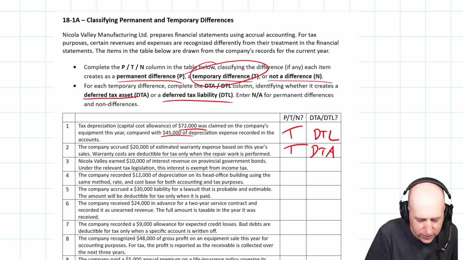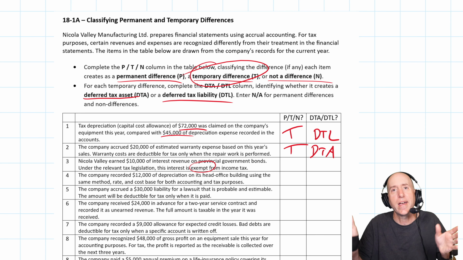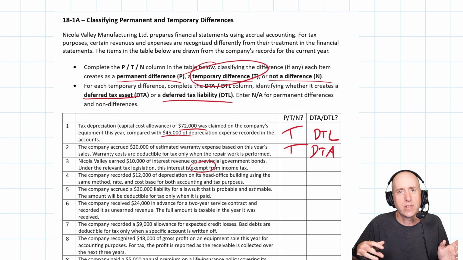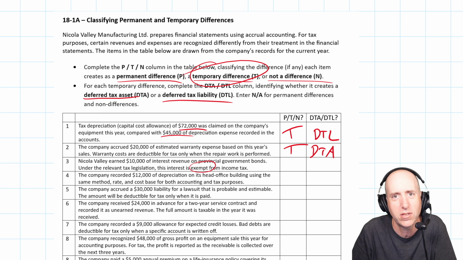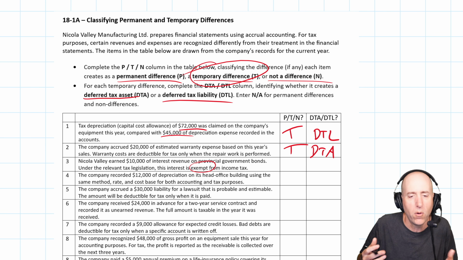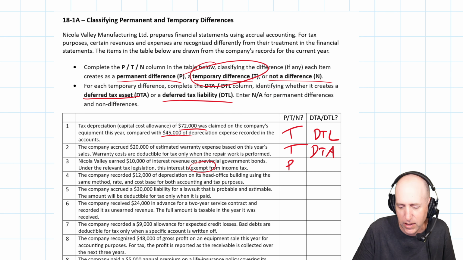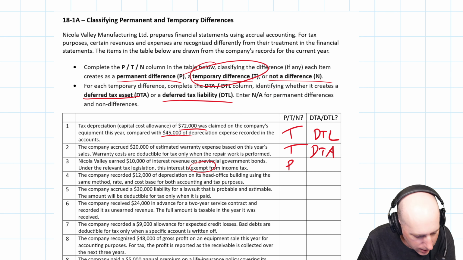And it says under the relevant tax legislation, this interest is exempt from tax. Okay, this is not a temporary difference because it doesn't reverse. You just get some tax exempt revenue now, and you don't have to pay tax on it later. So this is a permanent difference and therefore no deferred tax asset or liability.